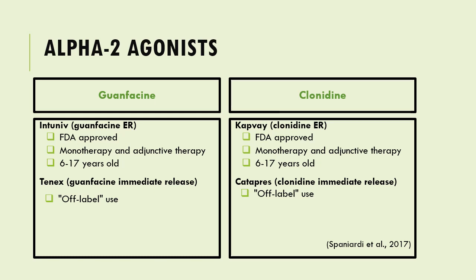Guanfacine formulations are Intuniv, which is approved by the FDA for monotherapy and adjunctive therapy, while Tenex is an immediate release that is used off-label. Kapvay is the extended release clonidine and is also used for monotherapy and adjunctive therapy, while Catapres immediate release is off-label use.